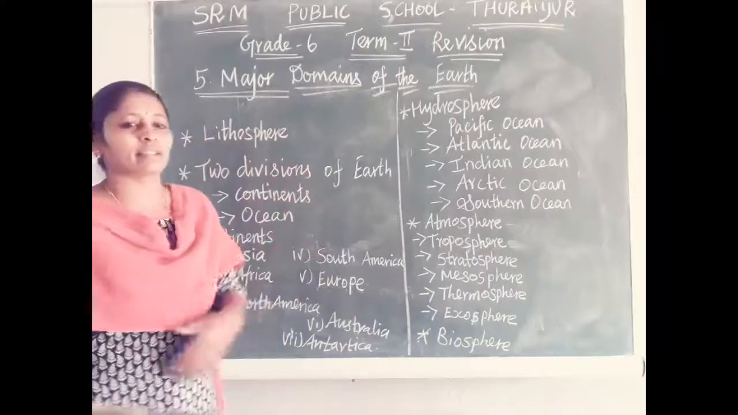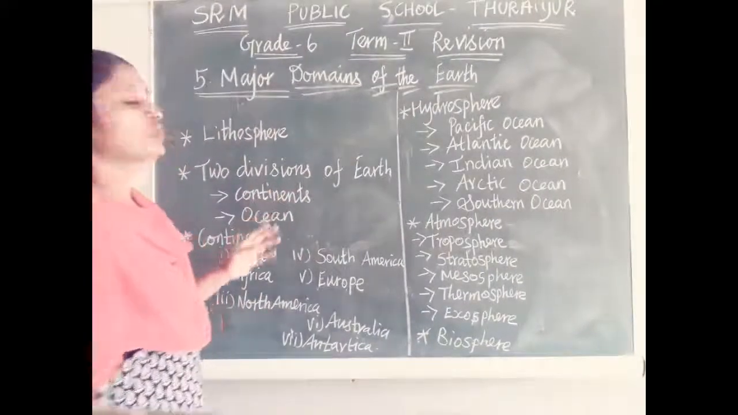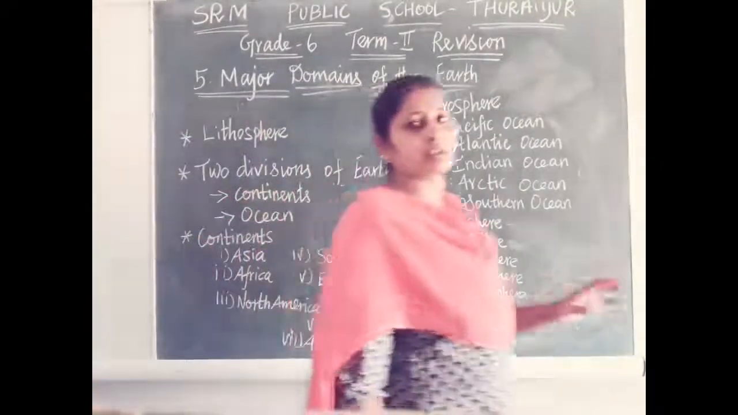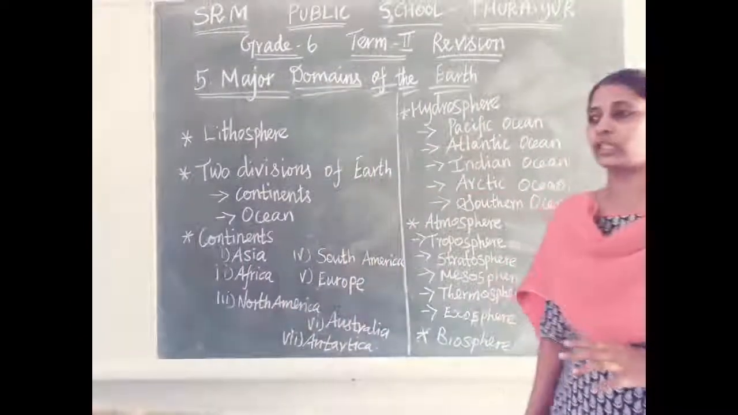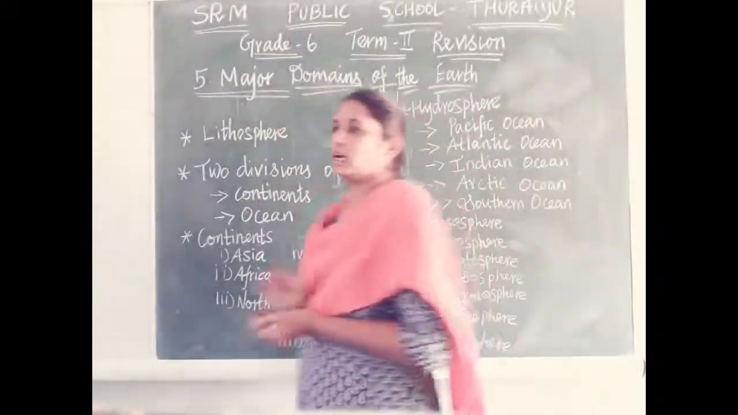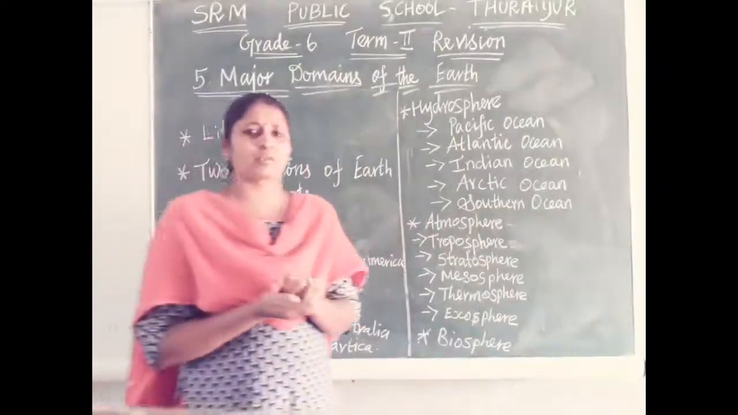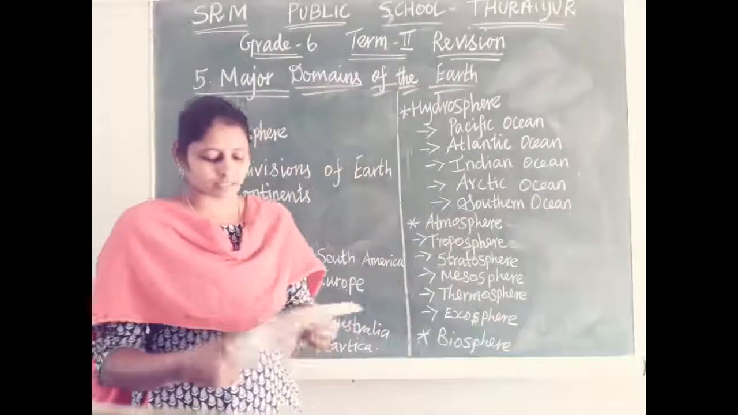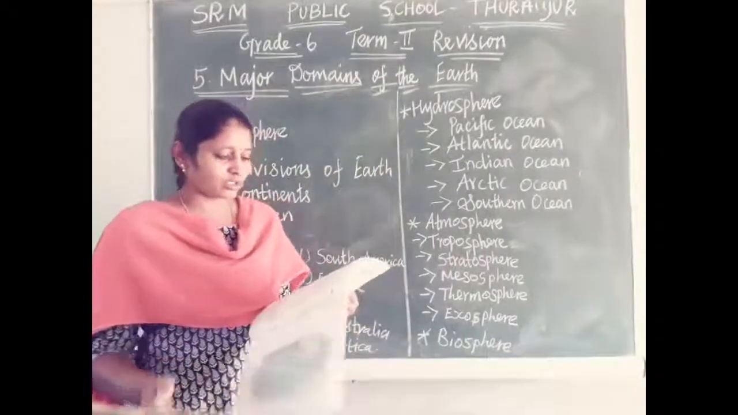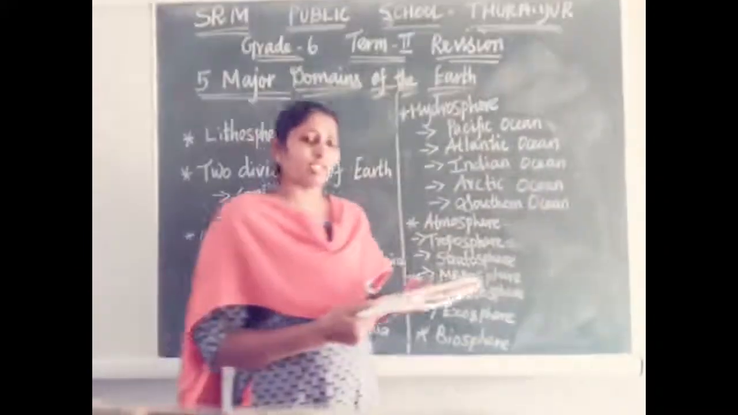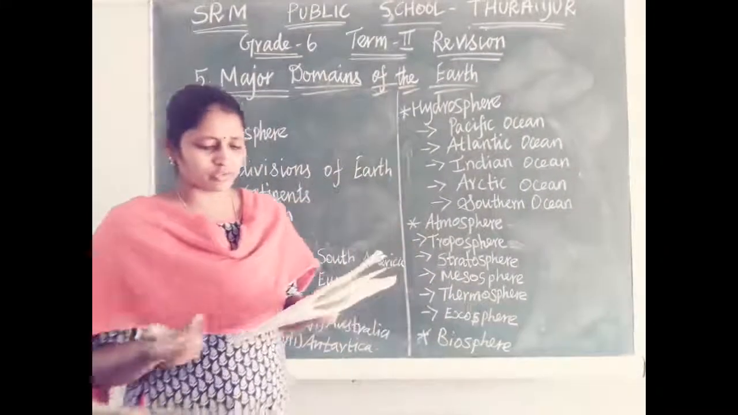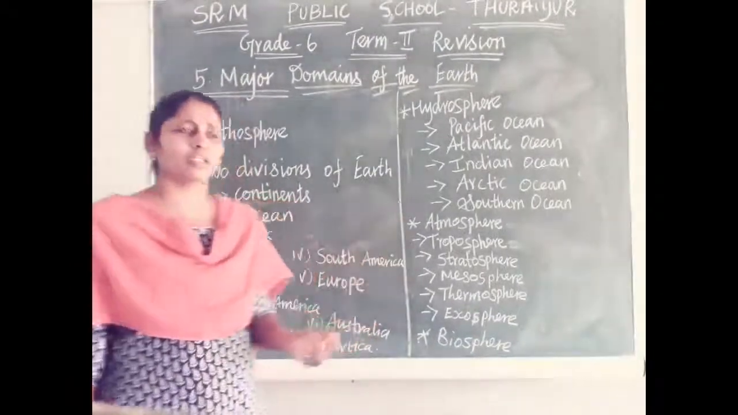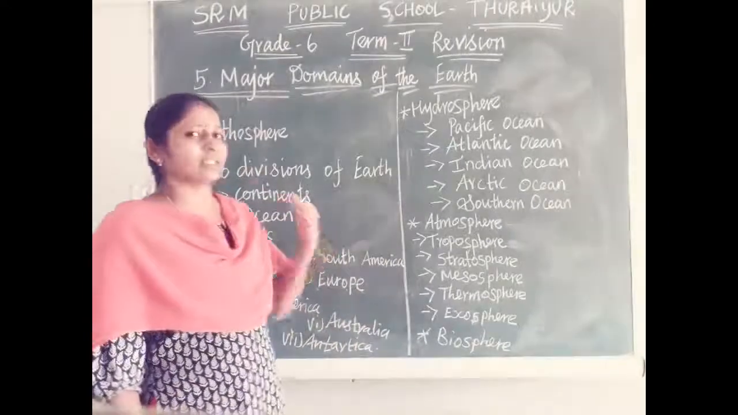Yes, the first lesson we are going to revise is the geography part alone. So the 5th lesson of geography, major domains of the earth. You know very well our earth's size and shape. Our earth is not an exact circle shape, so we have a lot of ups and downs. We have a lot of layers in our earth. So that alone we are going to discuss in this lesson.